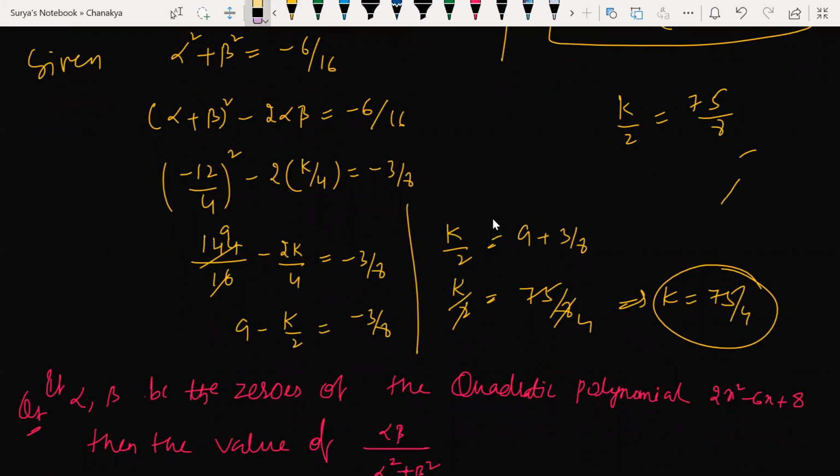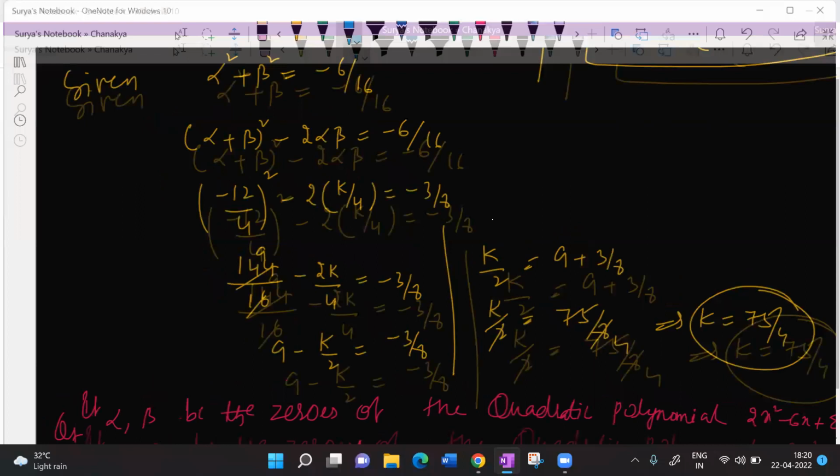Kavya ji, understood or not? Kavya, you understood? Yeah, sir. Hope it is clear. Any doubt, guys? Yes, Aditi. Any doubts, Aditi?